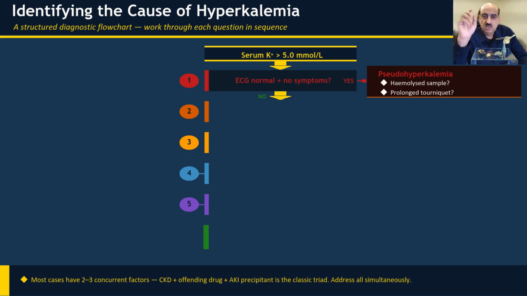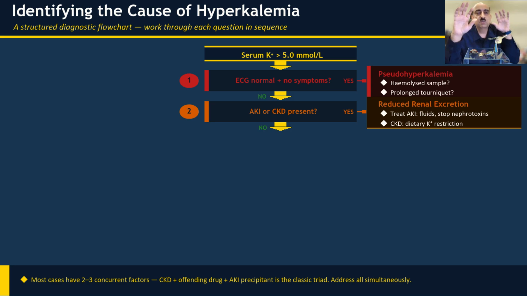Plus the symptoms. So the ECG is normal, but there are no symptoms. Then first of all, think about pseudohyperkalemia. Is it a hemolyzed sample, or is it a prolonged tourniquet or ischemia? So that's number 1. Now we are talking about the causes. So then you need to confirm whether AKI or CKD, acute kidney injury or chronic kidney disease, is present.